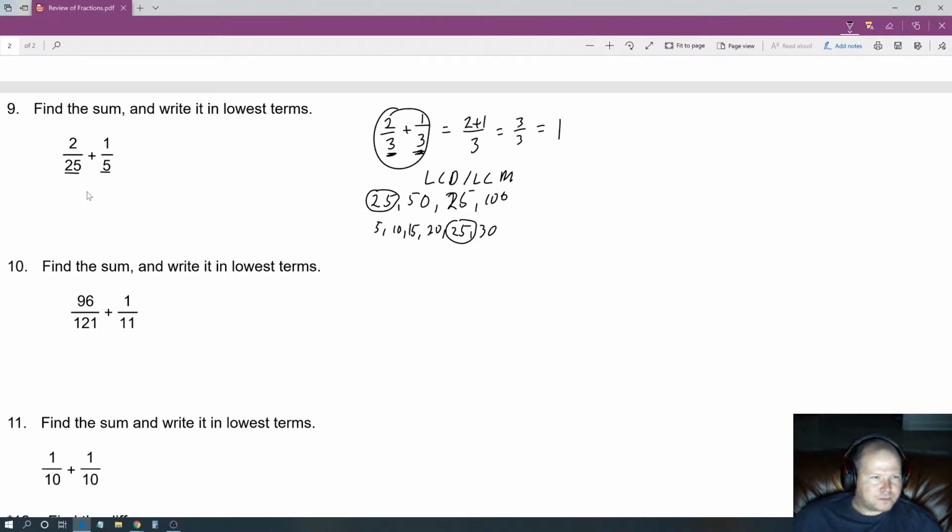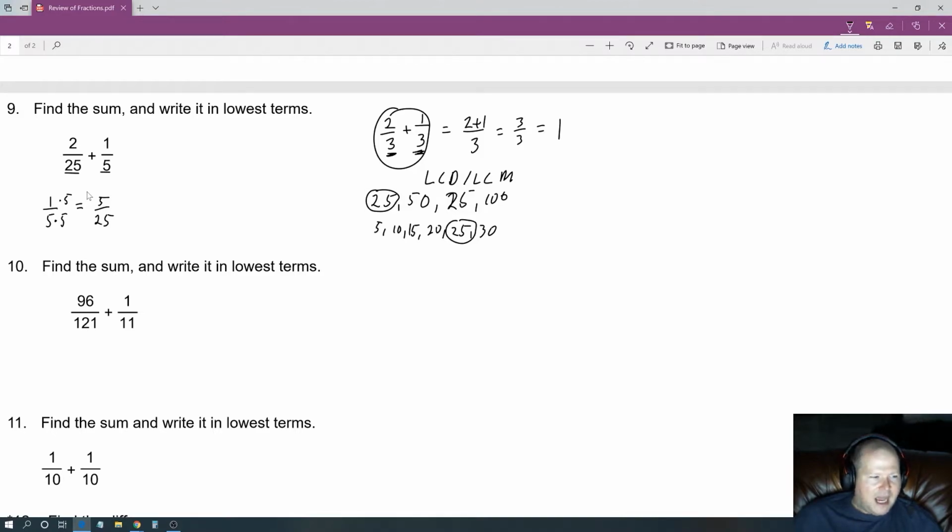Okay, so what that means is I want to turn the 1/5 into 1 over 25 instead. So the question is, what do I have to multiply 5 by to turn it into 25? And the answer is a 5. Now, to keep an equivalent fraction so I don't break the fraction, I also have to multiply the numerator by 5, and I get 5 over 25.